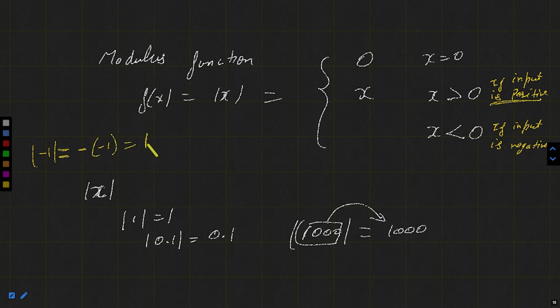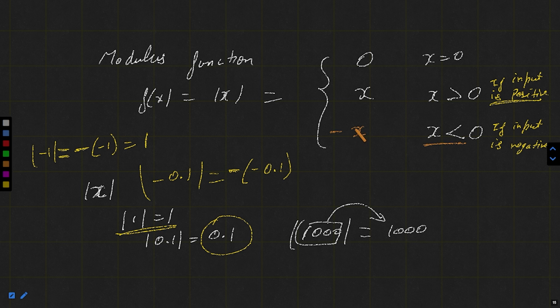You will get 1, the same answer as this, but you will have to multiply with a minus sign over here. So whenever you have a negative input, the output will be minus of that negative number. Okay. For example, we have seen over here and over here. So this is another way to look at it.